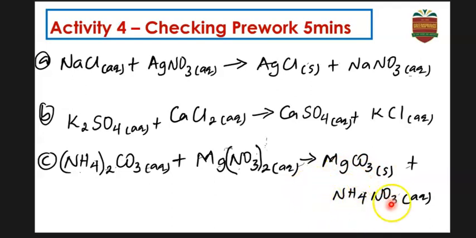So you can see all salts of ammonium are soluble. All sodium, potassium, and ammonium carbonates are soluble. That's why this is what? Soluble. All nitrates are soluble. That's why magnesium nitrate is soluble. But magnesium carbonate is not part of the exception for solubility of carbonates, so magnesium carbonate is insoluble. So you have to write S to show that it is a solid at this point.